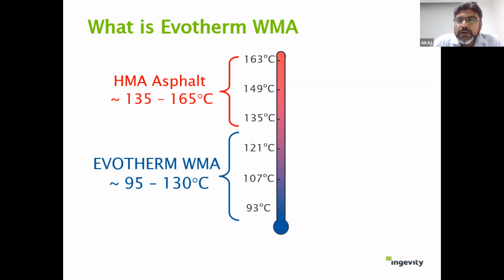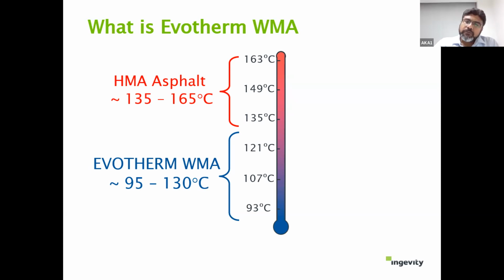So 160 is the temperature at which you heat your binder and your aggregates, and these go into the plant, where you mix at around the same temperature. By the time it comes out, it drops down, and then you load it into the trucks. By the time you go and lay it, it's almost around 120, 110. So in a plant, the working temperature is around 160 to 130.